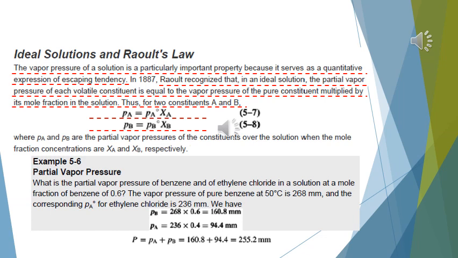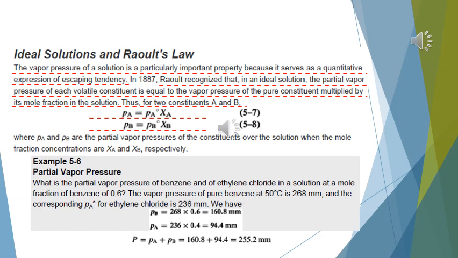So in order to calculate the partial vapor pressure of substance B, which is the benzene in this case, what we need to do is to multiply the vapor pressure of pure benzene by the mole fraction. So we have 268, that's the vapor pressure of benzene, and the mole fraction of benzene is 0.6.